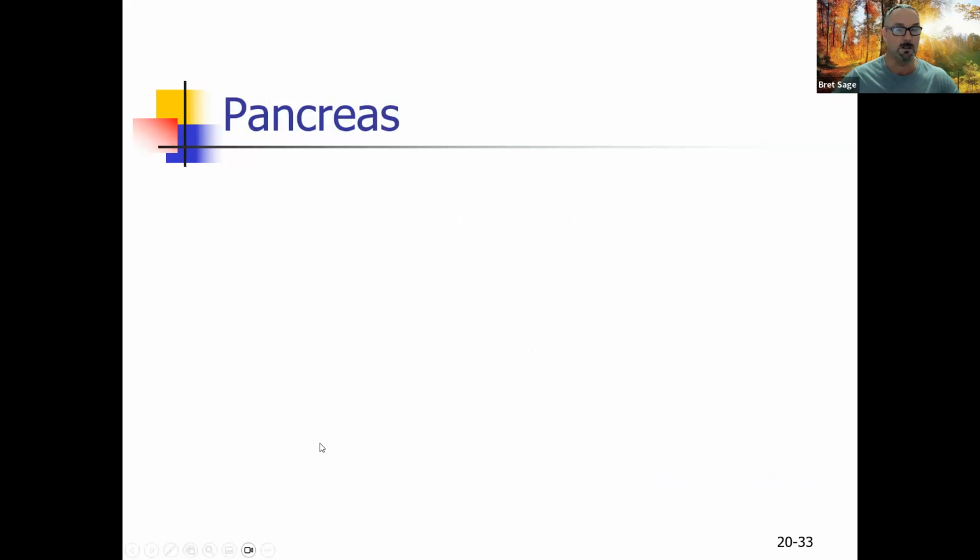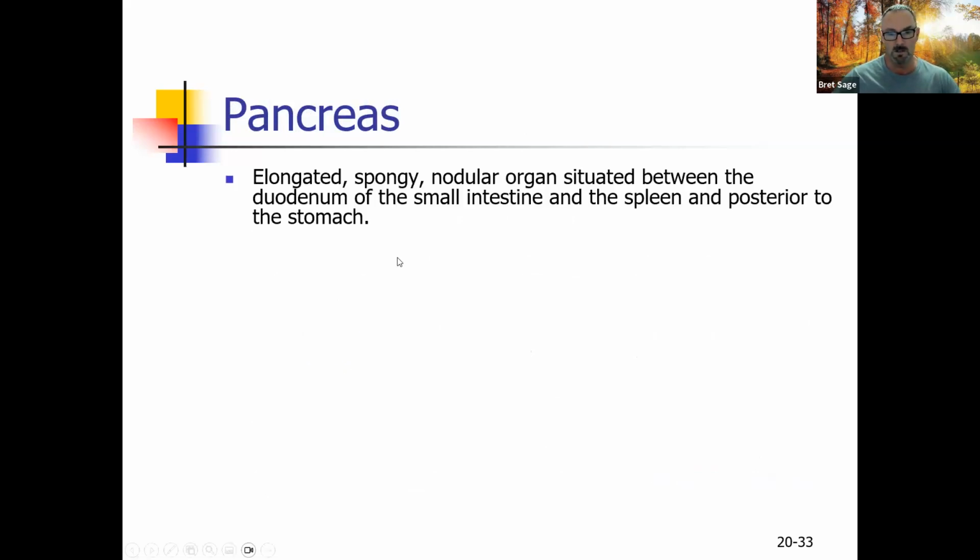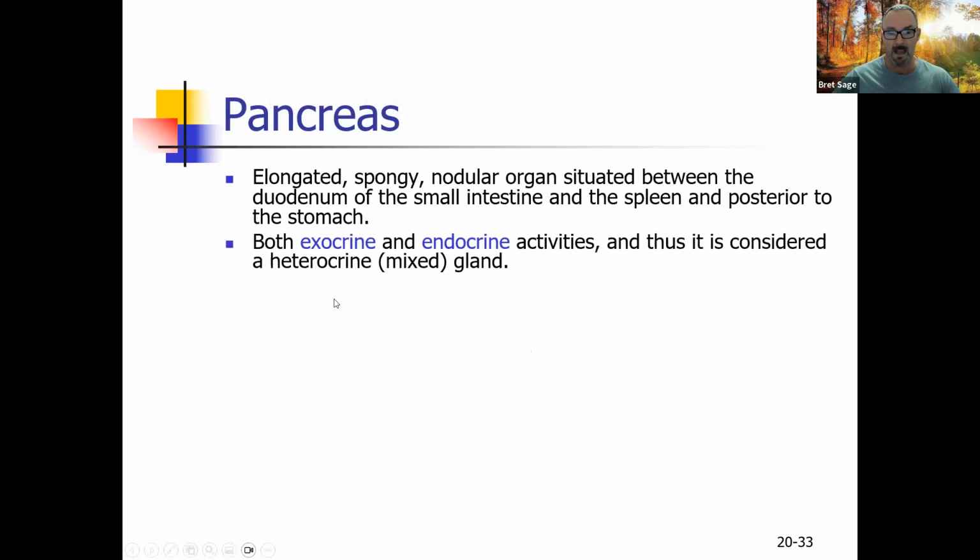Your pancreas, which is responsible for blood sugar balance. Elongated, spongy, nodular organ situated between the duodenum, the small intestine, and the spleen, and posterior to the stomach. So this area right above your stomach, between your stomach and small intestine. It has both exocrine and endocrine activities. Thus it is considered a heterocrine, mixed gland. Mostly composed of cells called pancreatic acini.